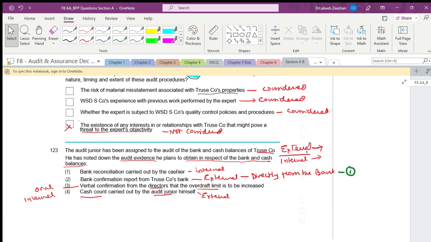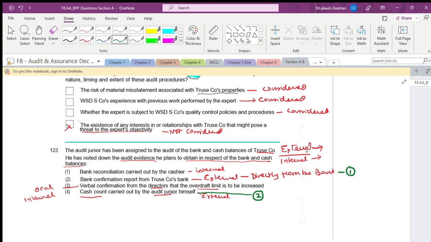Got my point? Next, the second one, external: we are getting a cash count by the audit junior himself. It is external, but priority-wise it is second. You are doing a cash count, but it's fine.